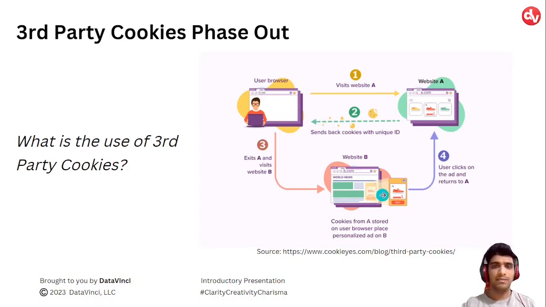So if the user clicks back on the ad, they would be directed back to website A to maybe eventually convert. So this is the most primary use case of third-party cookies, and there are other use cases as well, but this has been the major one, which is retargeting.